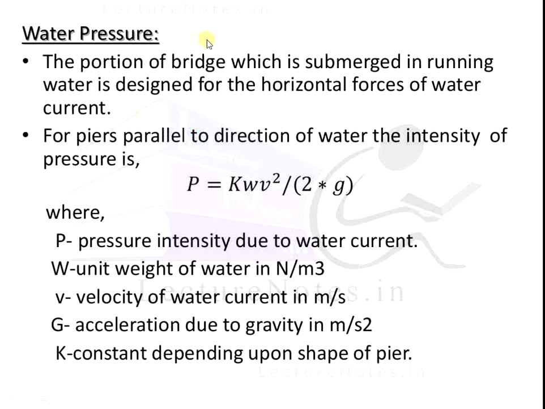Next is the water pressure. The portion of the bridge which is submerged in running water is designed for the horizontal forces of the water current. This water pressure comes especially on the pier of the bridge. For piers parallel to the direction of water, the intensity of pressure is P equals kW squared divided by 2g.